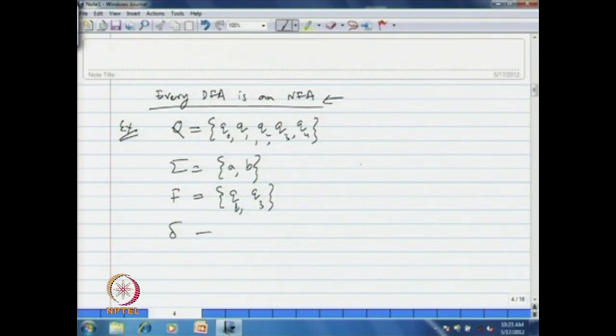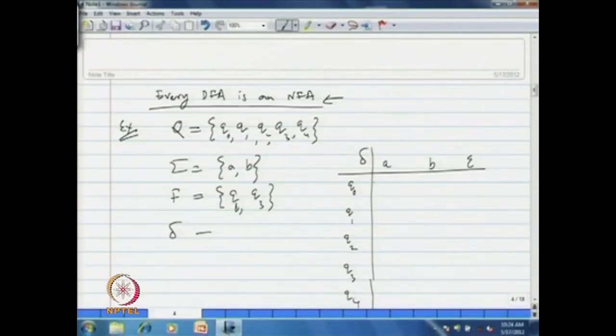So, let us define delta by giving this map. In this case we have 5 states Q0, Q1, Q2, Q3 and Q4. For the input symbols a and b, we will have 2 columns. Besides that, we need a column for epsilon to consider the possibility of epsilon transitions.